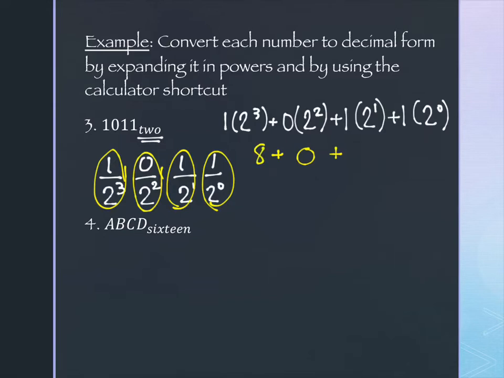This one right here, 1 times 2 to the first. Well, 2 to the first is just 2. So 1 times 2 is 2. And then what is 2 to the 0? 1. Anything to the 0 power is 1. So this is just the number 1 at the end. And then all I'm doing is adding 8 plus 0 plus 2 plus 1 to give me a grand whopping total of 11. The answer is 11.